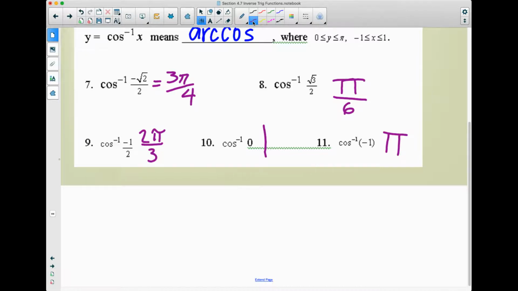All right, so first one, cosine. Where is cosine negative root 2 over 2? Over here at 3 pi over 4. Where is cosine root 3 over 2? That's over here at pi over 6. Where is cosine negative 1/2? It's over at 2 pi over 3. Where is cosine 0? Pi over 2. And where is cosine negative 1? And that's it. Okay. Any questions?